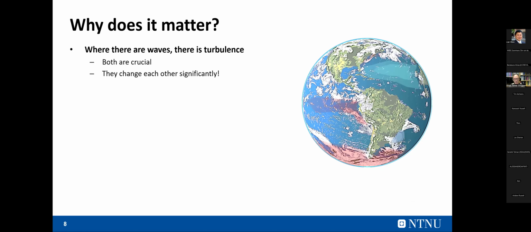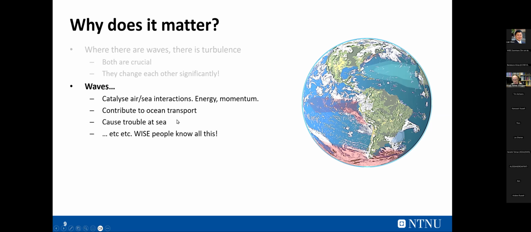Why does it matter? I'm not even sure I need to go through this. Fundamentally, in nature, where there are waves, there is nearly always turbulence. And both of them play very important roles in the Earth and natural system, and they change each other quite significantly. So all the WISE people know all this stuff. The waves are key to air-sea interactions, transferring energy, momentum. They contribute to ocean transport of floating matter. They provide challenges at sea because waves can become very big.